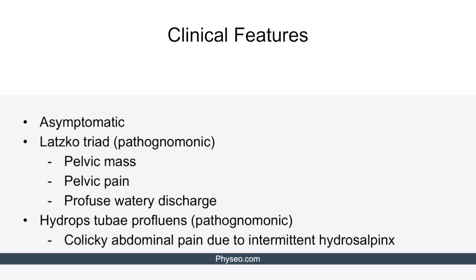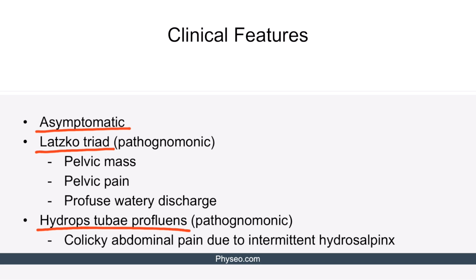In terms of clinical features, most women with cancer of the fallopian tubes will remain asymptomatic for a long period of time. That being said, it's important to remember the two clinical features that are considered pathognomonic. First is the Latsko triad, which is characterized by a pelvic mass, pelvic pain, and profuse watery discharge. The second phenomenon is known as hydrops tubae profluens. This phenomenon is characterized by colicky abdominal pain due to intermittent hydrosalpinx.